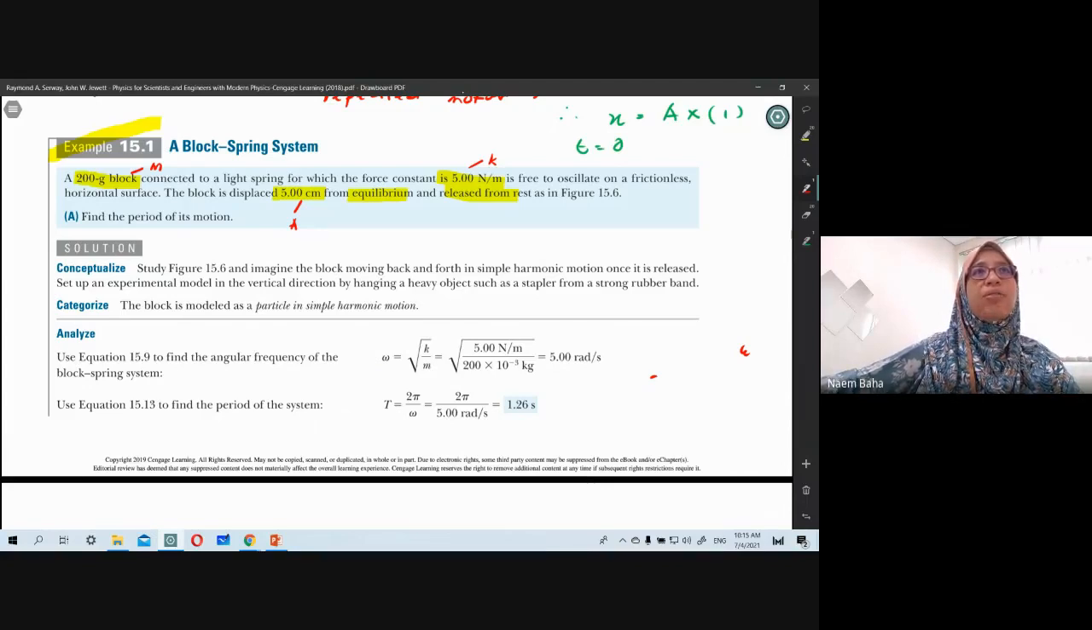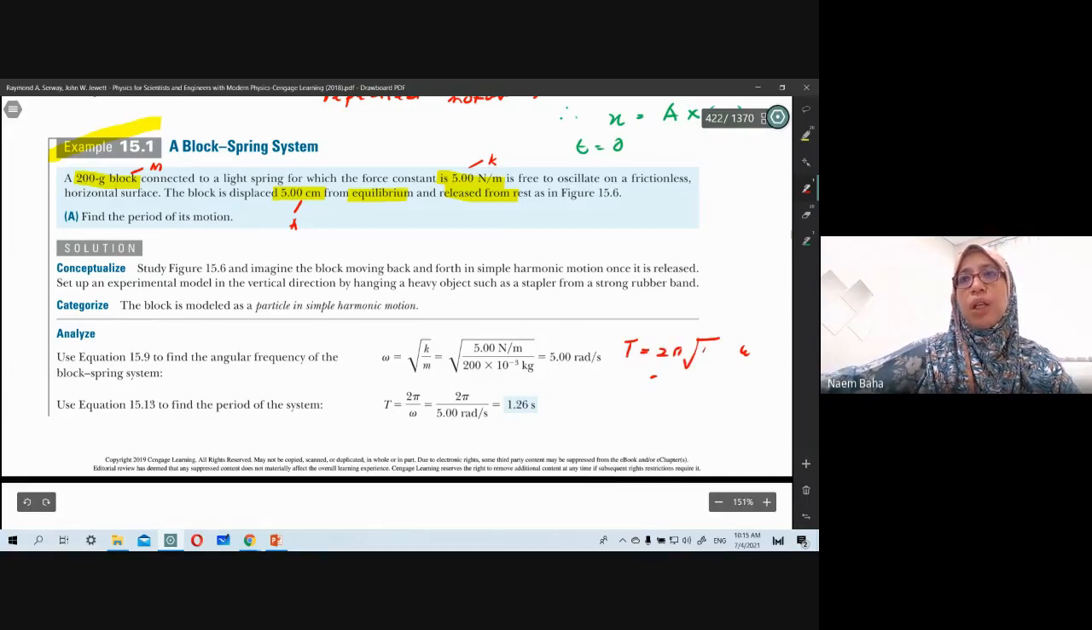Alright. Okay, the question: find the period of its motion. I would rather use this formula, T equals 2π square root of M over K, or you can use what is given in the textbook itself. So in this case, you find that the mass is 200 gram. Make sure that it's in SI unit, and K is 5. The reason is because you have Newton here. Newton is an SI unit, originating from an SI product.